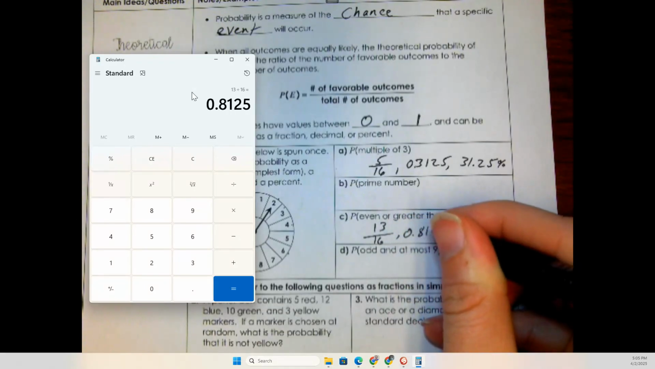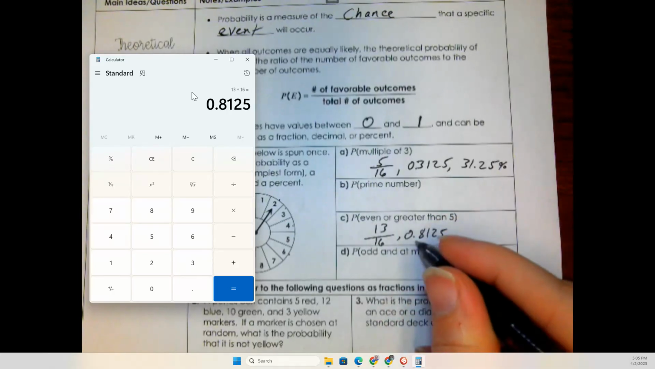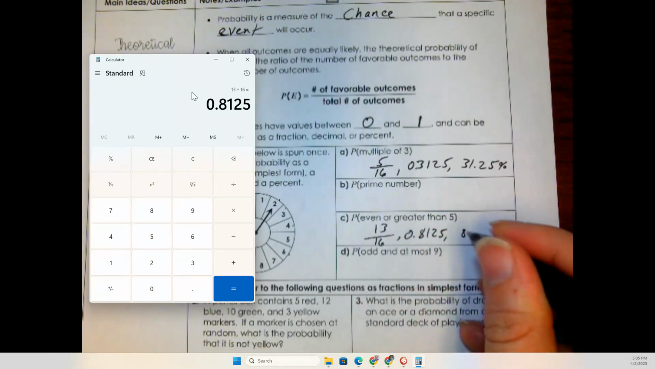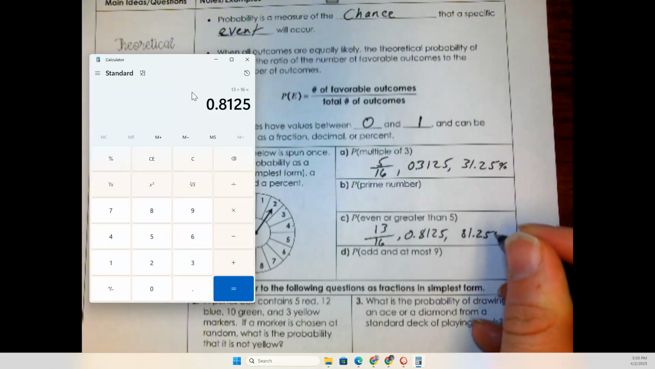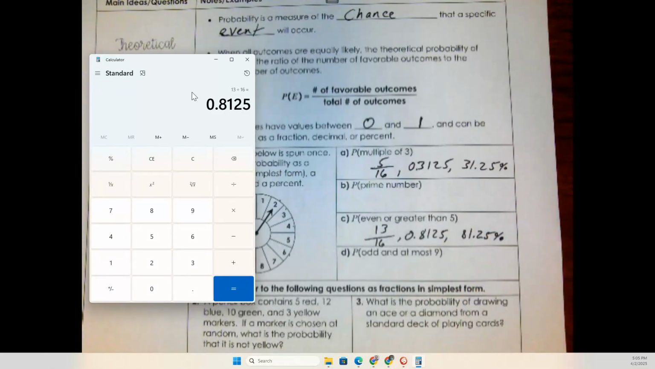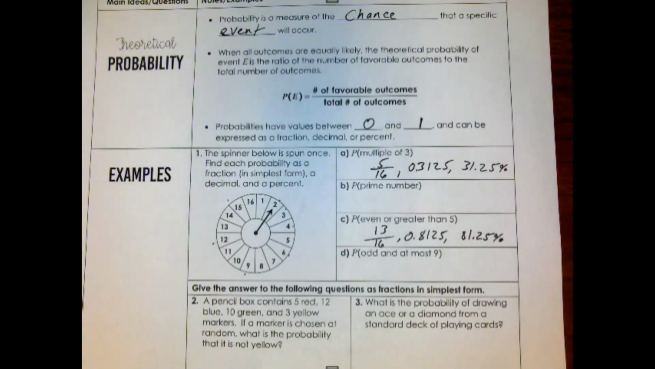So that's the decimal. And then if I move the decimal 2 spaces over, that means there's an 81.25% chance that I'm going to spin a number that's either even or greater than 5. Okay, let's answer a few of these as fractions in simplest form.